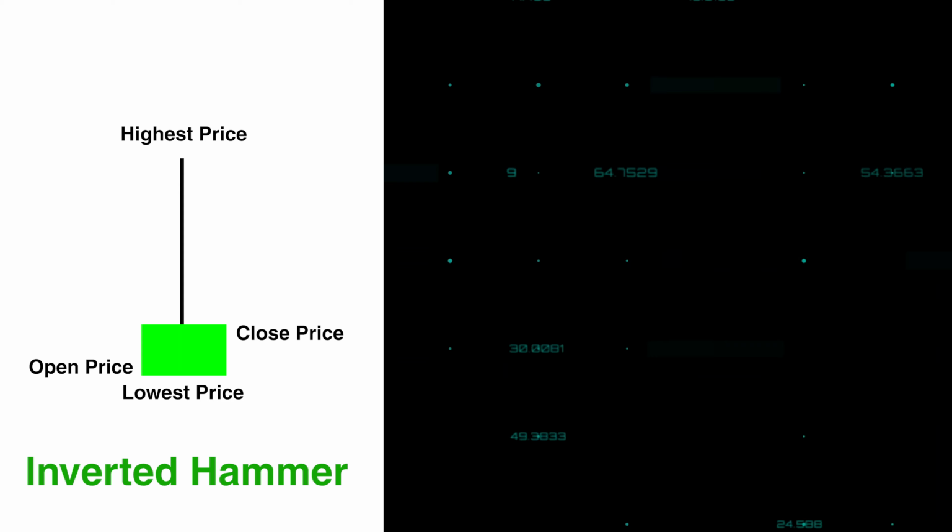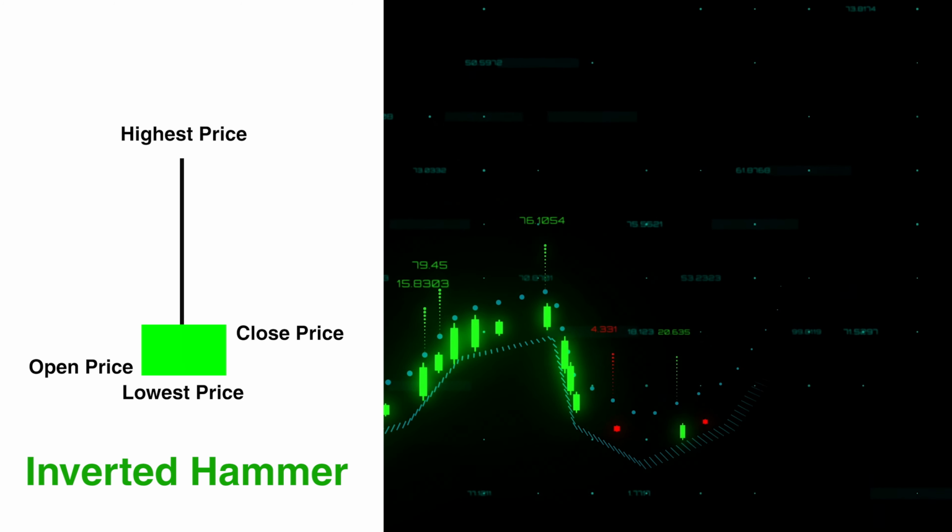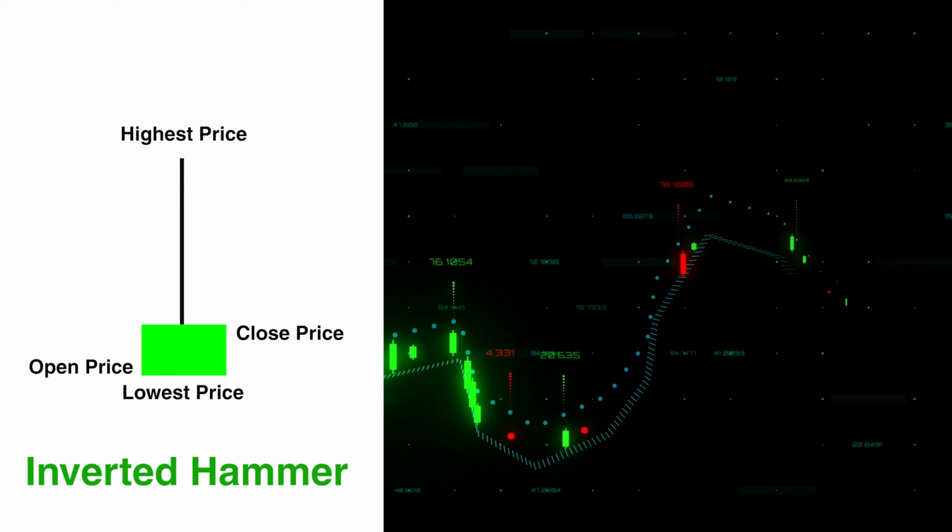Now let's address a very important truth. Not every inverted hammer will work. In fact, many will fail. That's completely normal. Trading is not about being right every time. It's about managing risk and maximizing gains when you are right. Even if you win only 50% of your trades, you can still be highly profitable if your winners are larger than your losers.